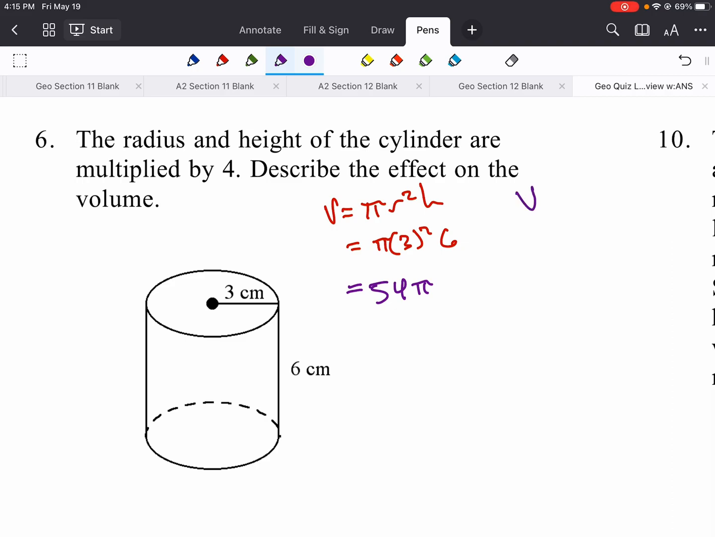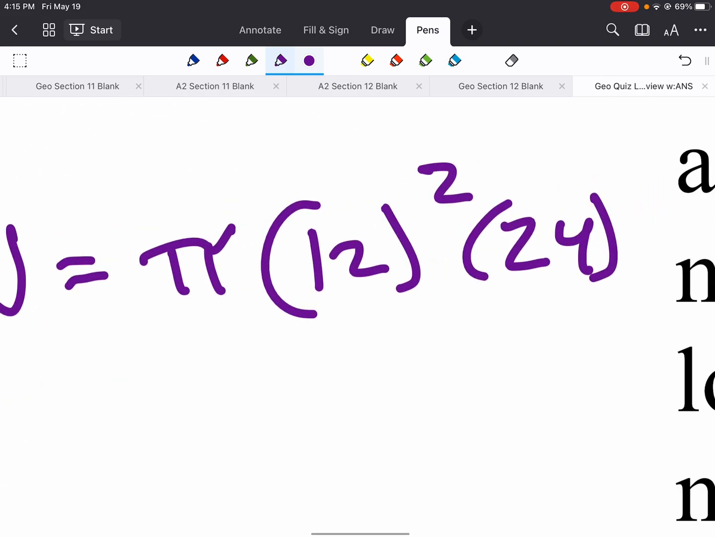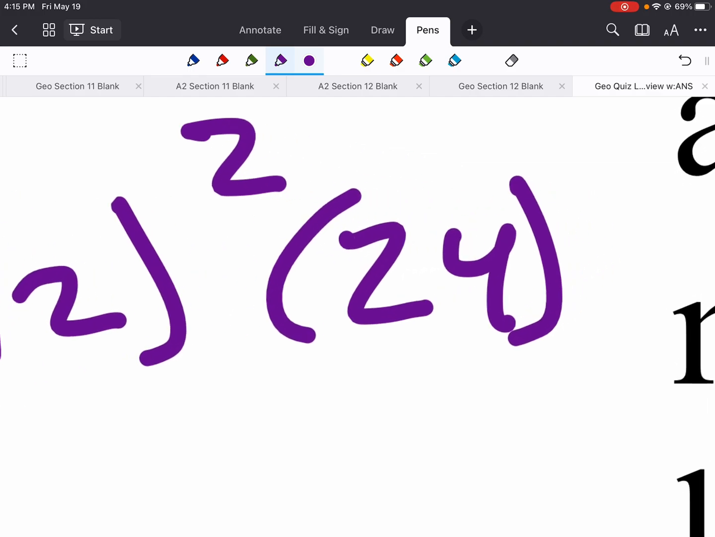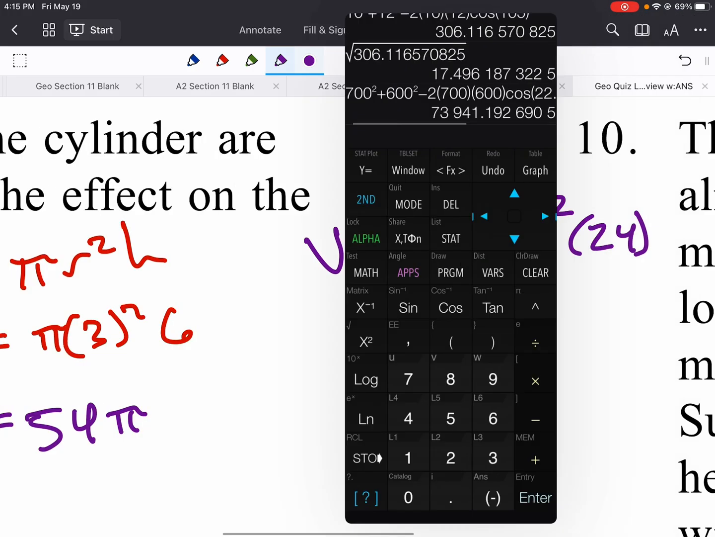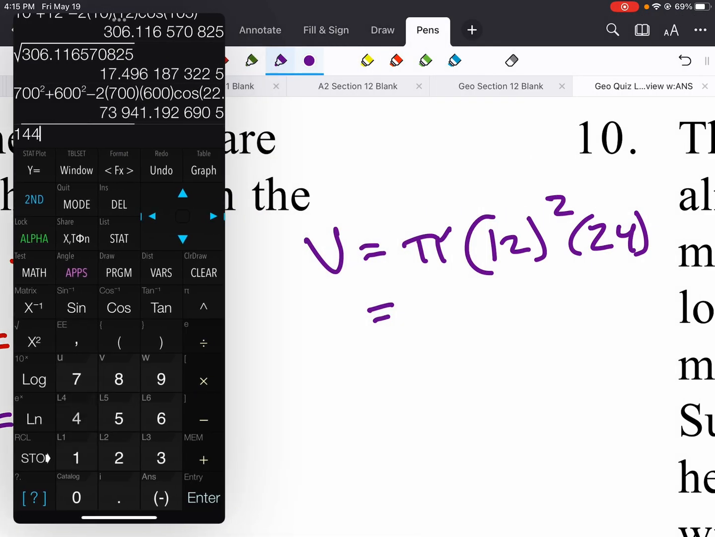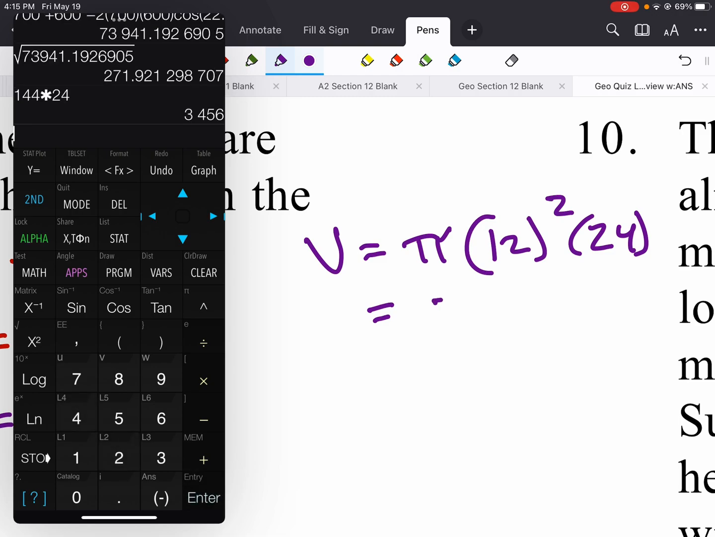The second one, after it's increased, multiply by 4, now you've got 12 in here. So this is going to be pi, and my radius is now 12. Okay, and then that's going to be squared. And then the height is going to be 6 times 4, so that's 24. You could see, by putting a 12 here and squaring it, you're multiplying a factor of 4 through this thing twice because it's squared, and then you're doing another factor of 4 there, so that's why it's 4 to the third power. And then we go, that's 144 times 24 is 3,456 pi.